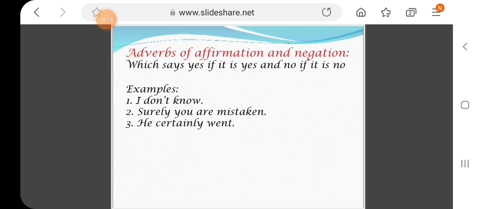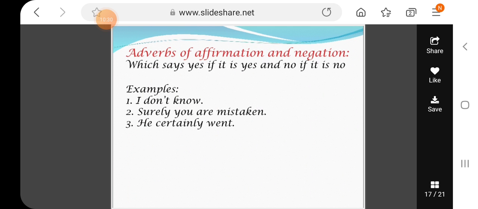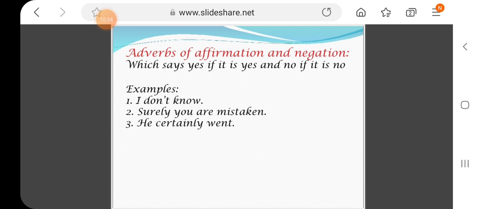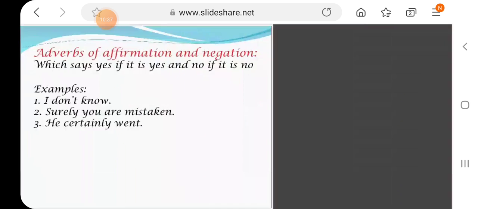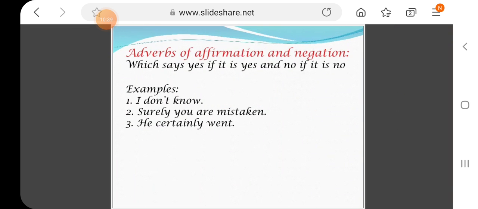These adverbs are not very common, but let's discuss adverbs of affirmation and negation, which say yes if it is yes and no if it is no. Examples: I don't know, surely you are mistaken, he certainly went. Here certainly and surely are mainly the adverbs of affirmation or negation, in which you want to answer in yes or no. They are not very common, so they are not very relevant to you, but I thought it would be better to have a little knowledge of everything.